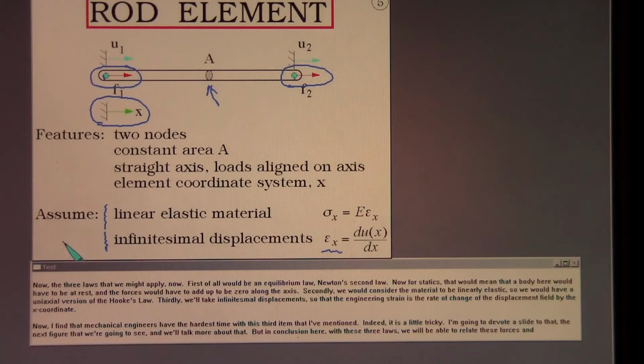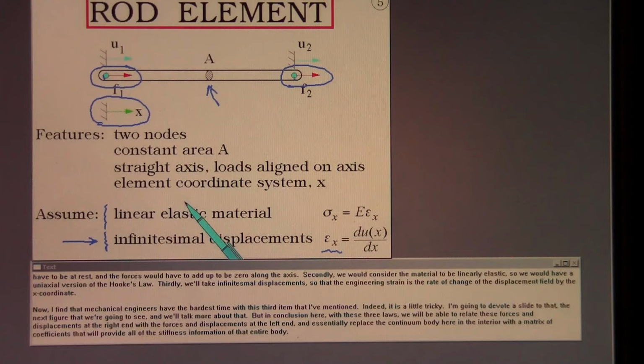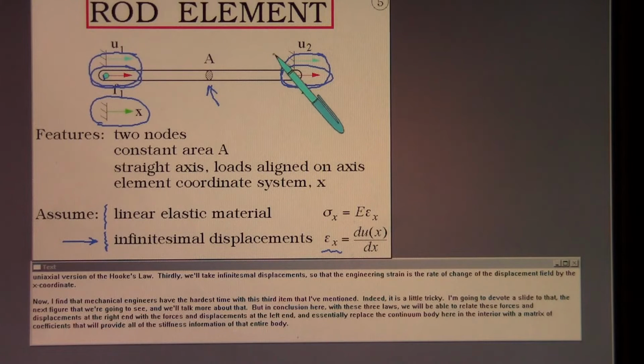Now, I find that mechanical engineers have the hardest time with this third item that I've mentioned. And indeed, it is a little tricky. I'm going to devote a slide to that, the next figure that we're going to see, and we'll talk more about that. But in conclusion here, with these 3 laws, we will be able to relate these forces and displacements at the right end with the forces and displacements at the left end, and essentially replace the continuum body here in the interior with a matrix of coefficients that will provide all of the stiffness information of that entire body.